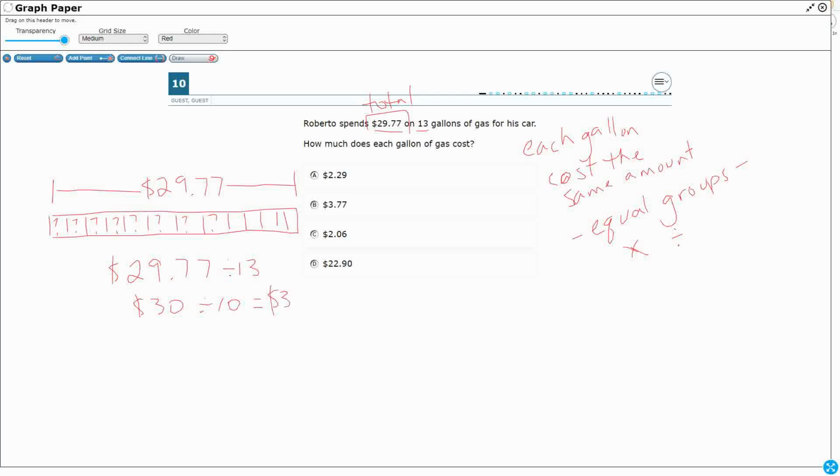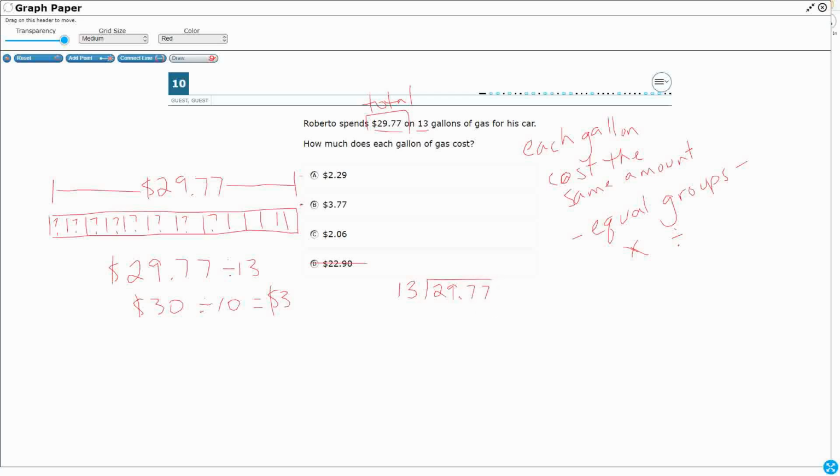So I'm looking for about 3, and it's definitely not going to be D. Probably not C. I'm thinking I'd round quite a bit. I'm thinking it's either going to be A or B. Those are the two closest to 3. But let's check. What we're going to do is divide 13 into 29.77.